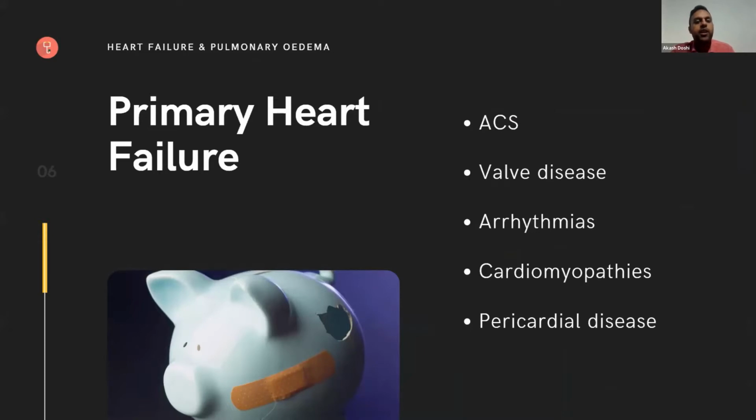In primary heart failure, we're looking at things like ACS, so acute coronary syndrome or a heart attack. That's probably the most common. But another very common one is valve disease, so aortic stenosis. Basically, if the valves are narrowed or they're not working properly, that creates a lot of backflow in the heart, again damaging it. Arrhythmias, so when the electrical system isn't working, or when the muscle system in a cardiomyopathy or the sac surrounding it in pericardial disease aren't quite working, that can also mean that the heart doesn't beat properly.